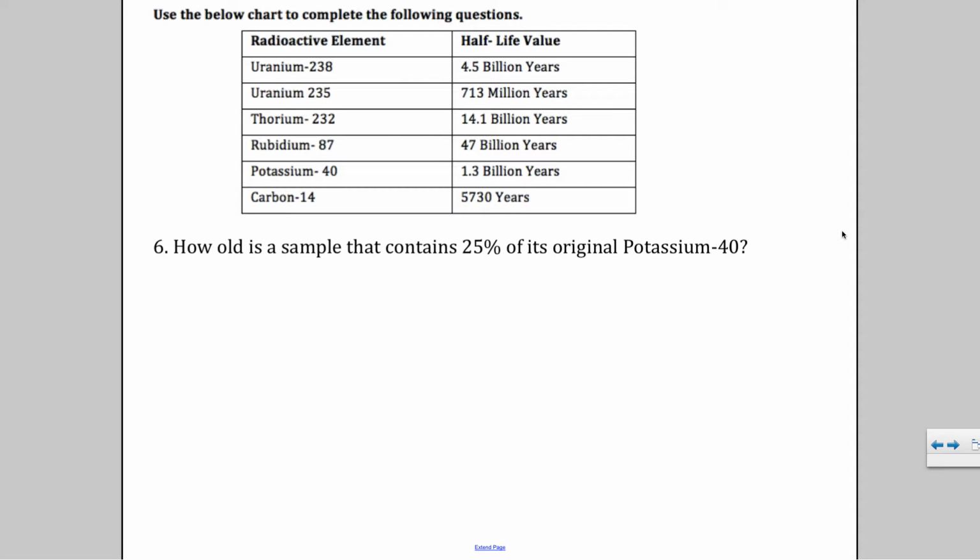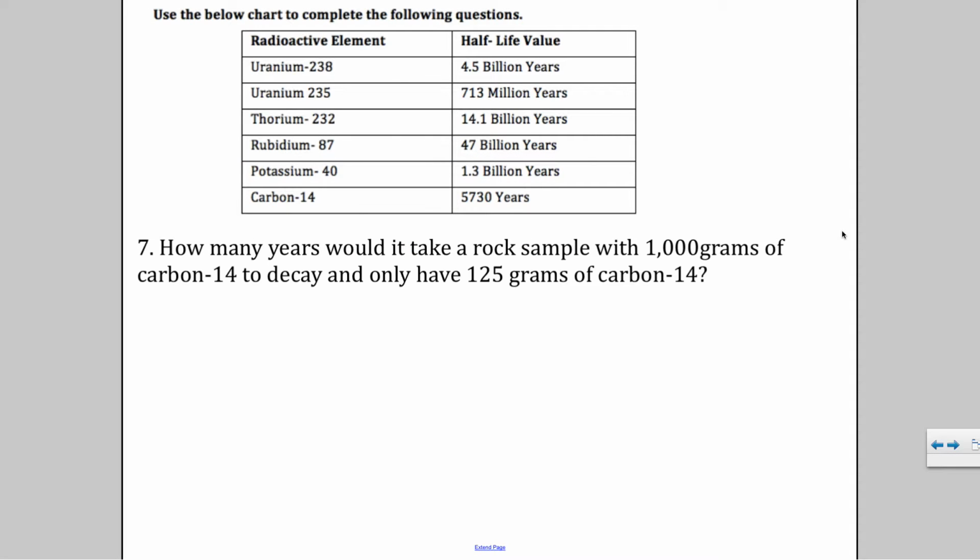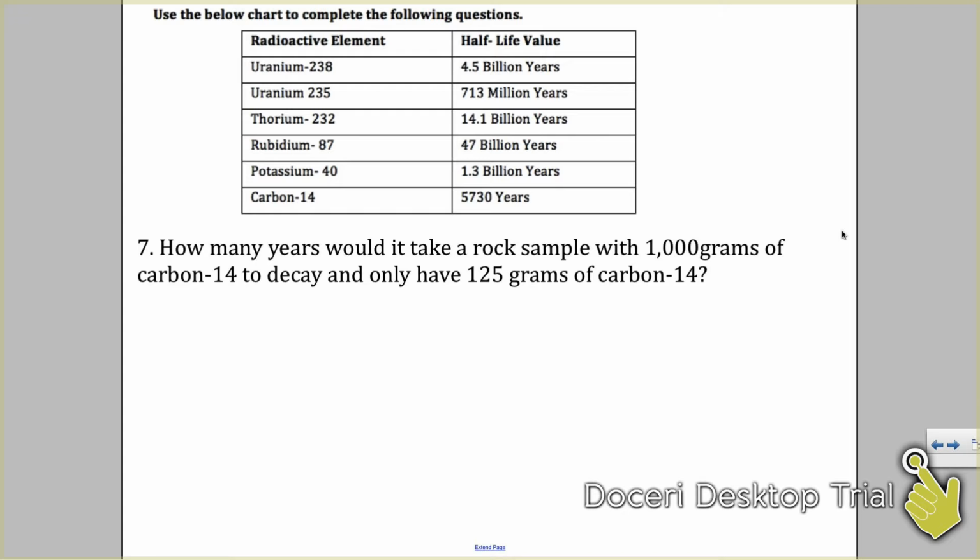Are we getting a little bit more difficult? Because now this one says, how many years would it take for a rock sample that is 1,000 grams of carbon to decay and only have 125 grams of carbon? We can use a chart here also, right? Because this time, instead of it telling us a whole or a half, we actually know what the whole is.